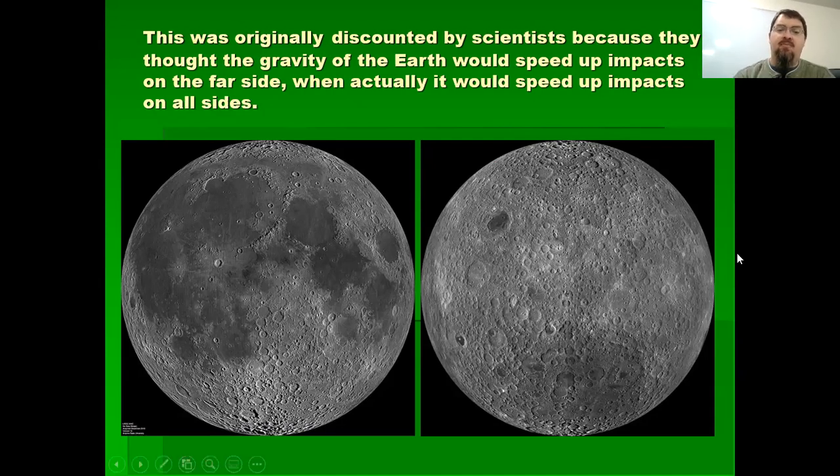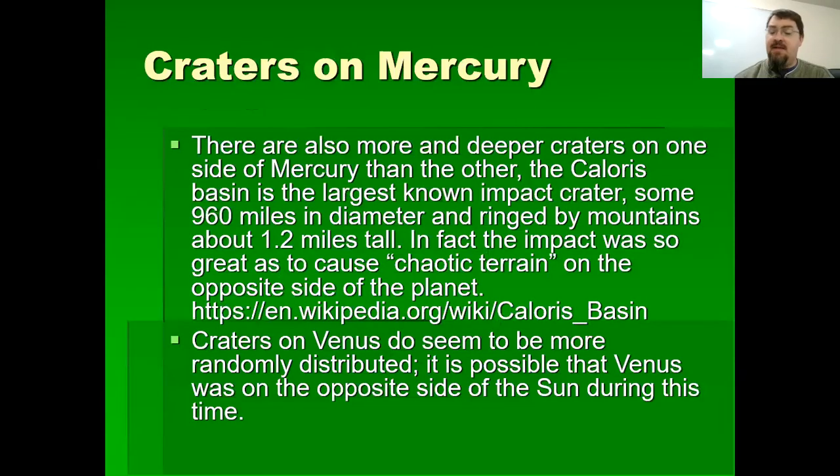So that explanation doesn't pass the sniff test of why there are more and bigger craters on one side of the moon than the other. If that's not enough for you, find more and bigger craters on Mercury. And you might ask, well, why not on Venus? Great question. Don't know. It's possible that the Earth, the moon, and Mercury were on this side of the sun and Venus was on the other side during this event.